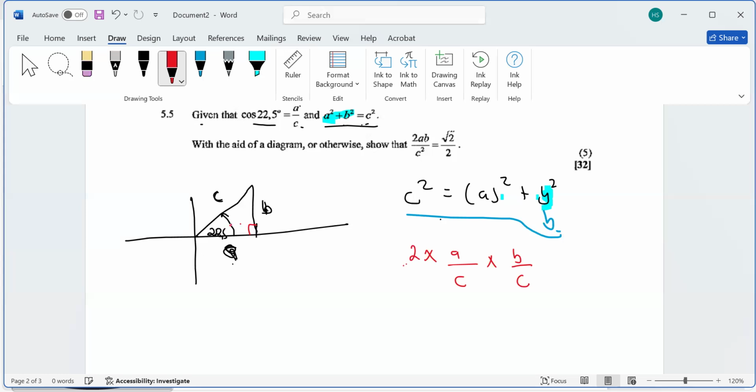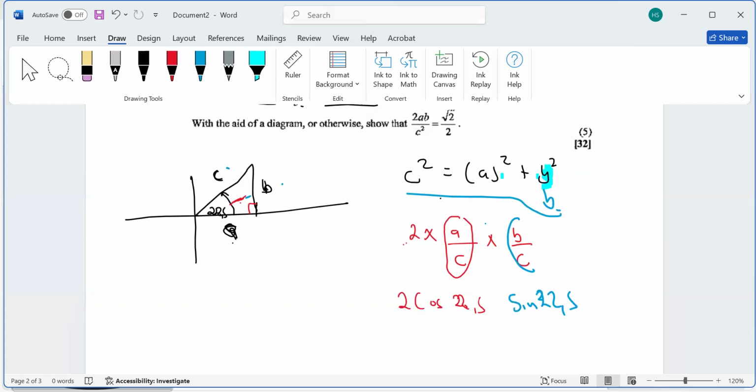We know cos is A over C, so this is cos of 22,5. And B over C is opposite over hypotenuse, which is sine of 22,5. Now you can see this thing is a double angle, so it is automatically equal to sine of 2 times 22,5.